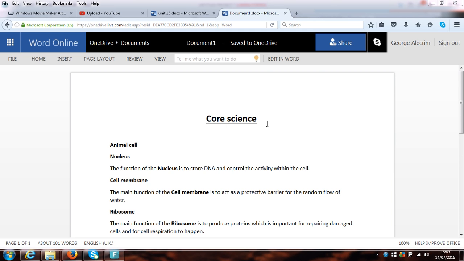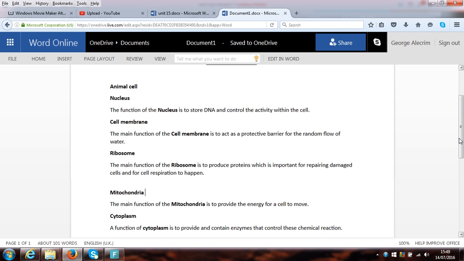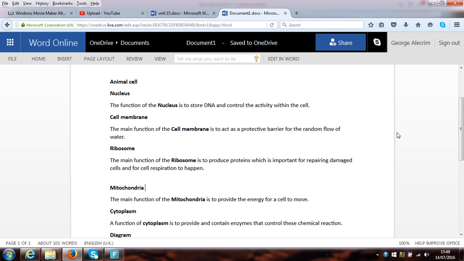So here is core science, and this is what you need to know for the animal cell, the 5 key organelles. The nucleus is important because this is where the DNA is and this is where activity within the cell is. And the DNA is important because that's what makes up an organism. The cell membrane is important because the cell membrane stops the organelles and cytoplasm from going everywhere in the cell.